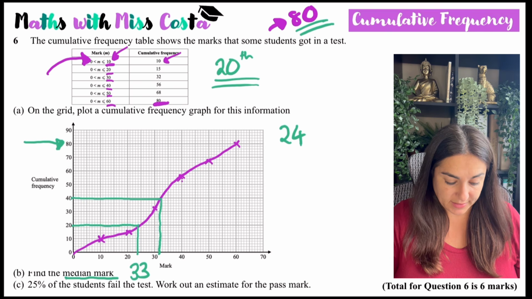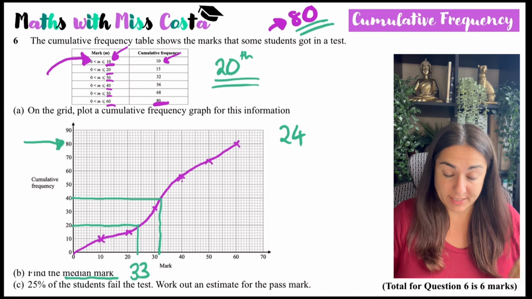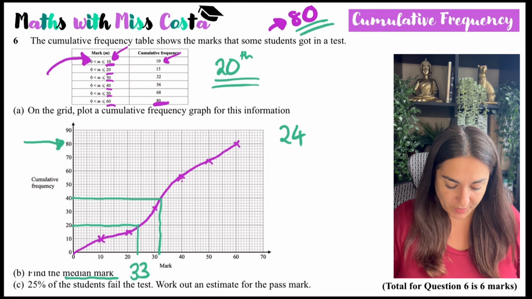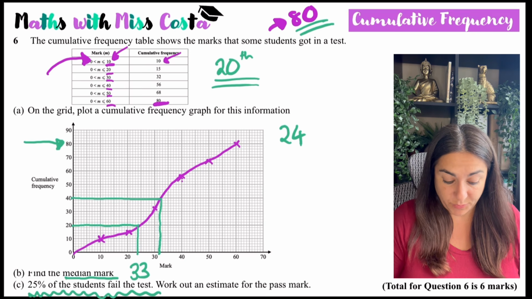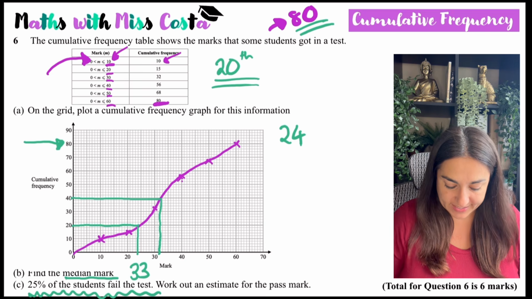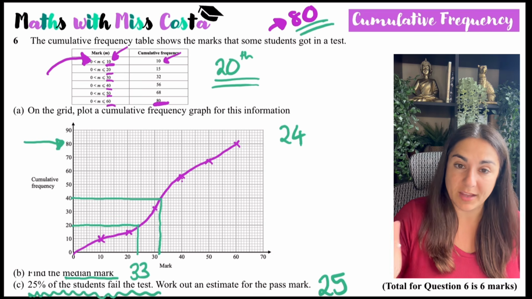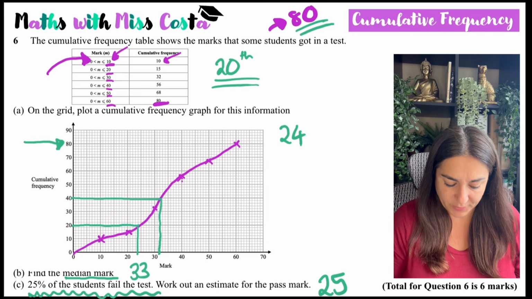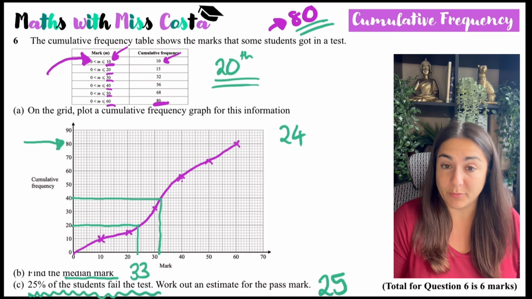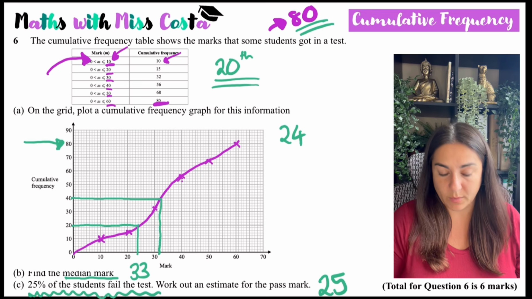So 25% of the students got 24 marks or less. I know that 25% of the students fail the test, and 25% of students get 24 marks or less. So therefore, an estimate for the pass mark would be 25, because if they got 24, then they would have failed. So that's how we do a question like that. We work out 25% of the cumulative frequency. 25% of 80 is 20, and then we go along and read it from the graph.